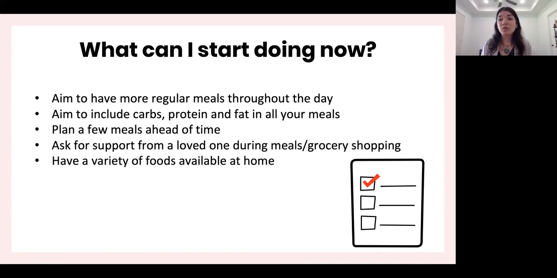Have a variety of foods available at home. Sometimes we tell ourselves, oh, I'm not going to have this food in my house because I can't have it at home. It's creating those good or bad foods, and we want to legalize those foods. So how do we legalize foods? The first step that we can take is actually having that food at home.